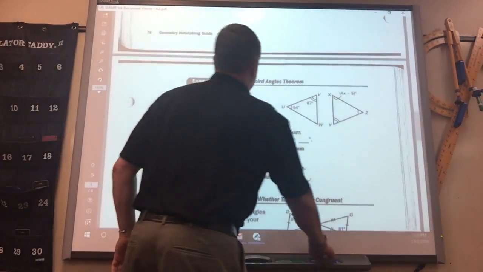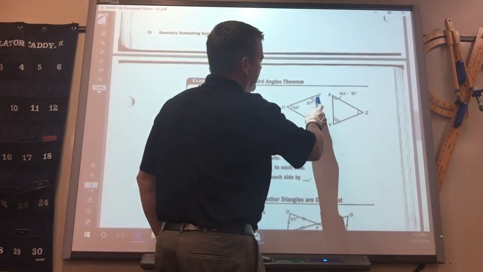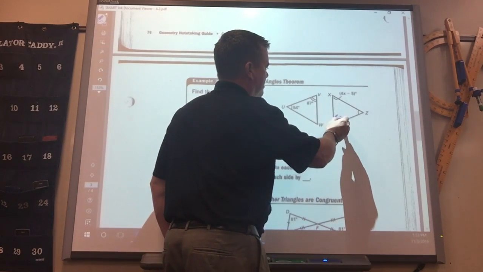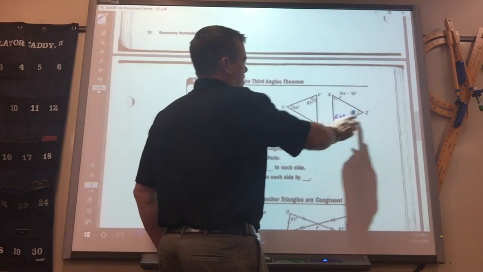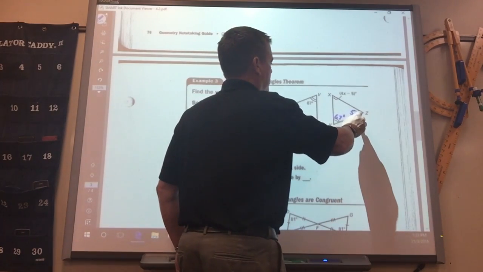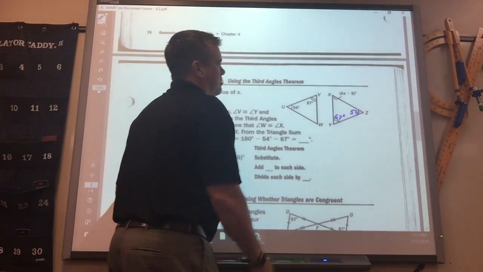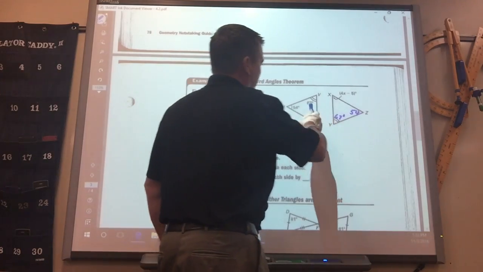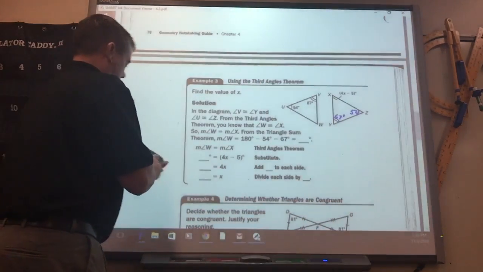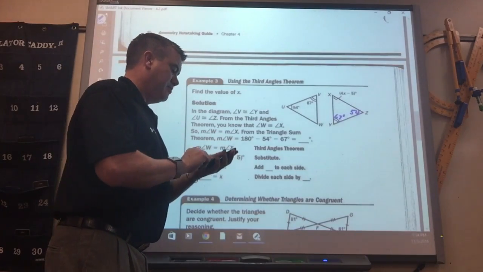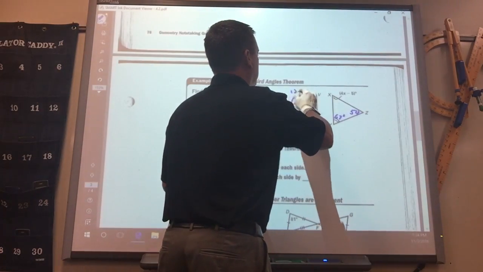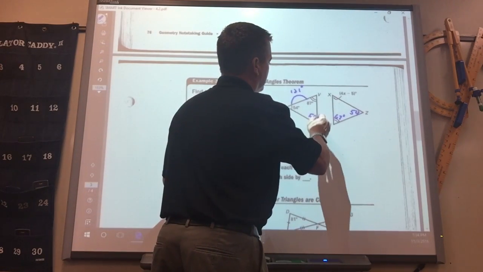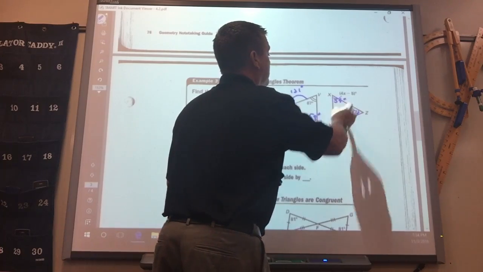So like in this one, V and Y are the same because they got two marks, so that's 67. U and Z are the same. So in order to figure this out, X and W are the same. So 67 and 54 is 121. So subtract that off of 180 and we would get 59, which means this angle is 59.